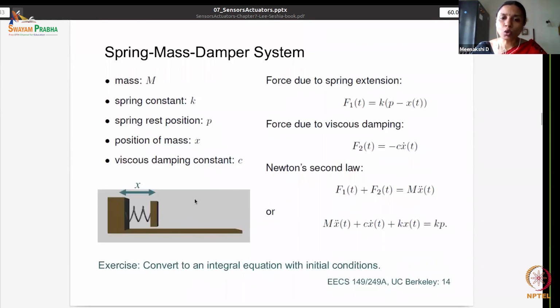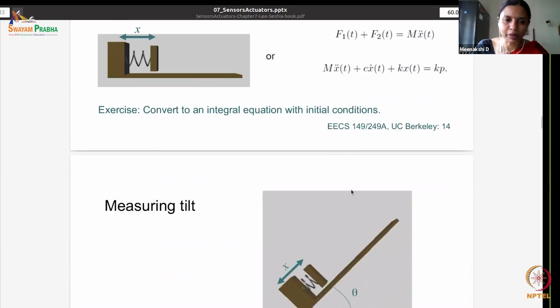If you go one step down and look at the physics of the spring mass damper system, these sets of equations tell you what forces act in the dampener: force due to spring extension, force due to viscous damping, and how Newton's second law applies on both the forces put together. So we take these kinds of equations, convert them into integral equations, write initial conditions, and deploy lookup tables, and those lookup tables are what go into our software implementation.